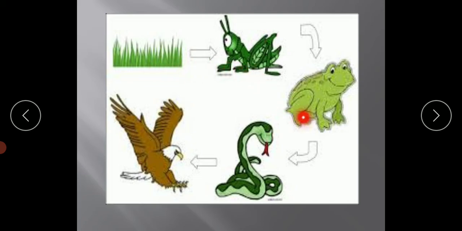In return, a frog may eat this grasshopper as food, this frog may become the food of the snake, and the snake may become food of this eagle. So this is a simple food chain in which all living things are connected with each other. It shows how living things are connected and how they become the food of each other.